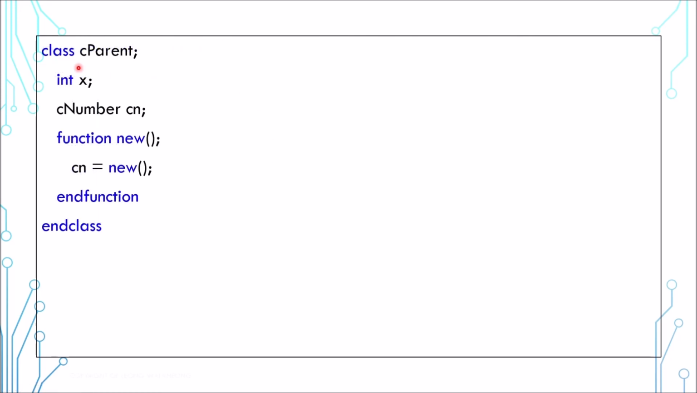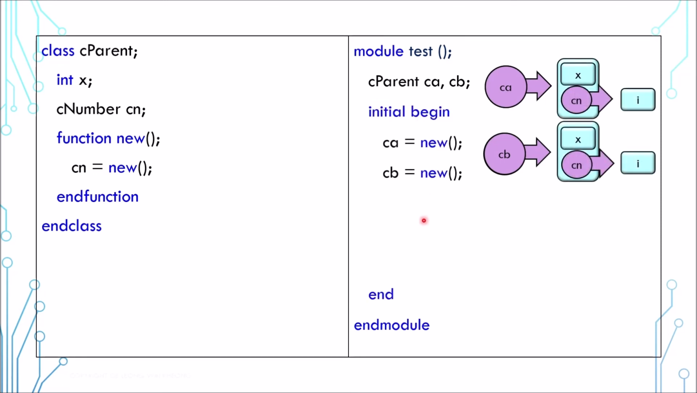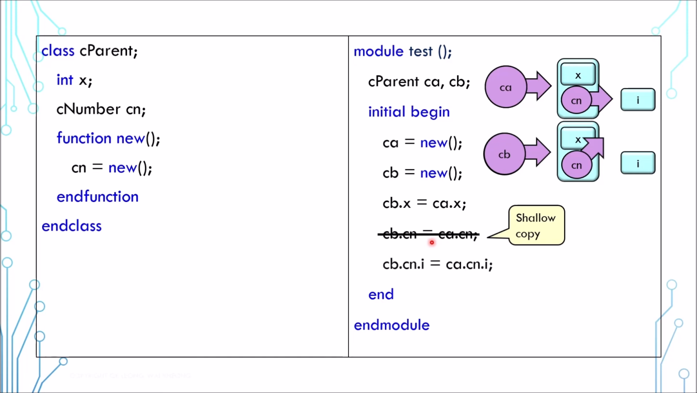Now the final example, let's say there's a class called cParent. It contains an int x and a C number handle Cn. Copying this kind of class is more difficult. We can copy all the members like this. We copy x and then we copy Cn, but this is a shallow copy because ca.cn and cb.cn are pointing at the same object. To perform a deep copy, we need to do it this way instead.